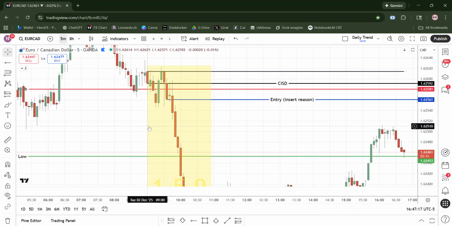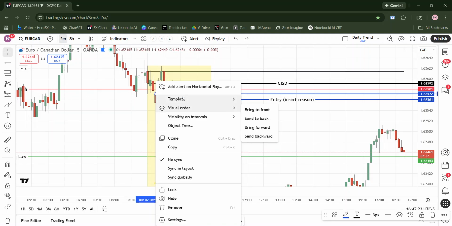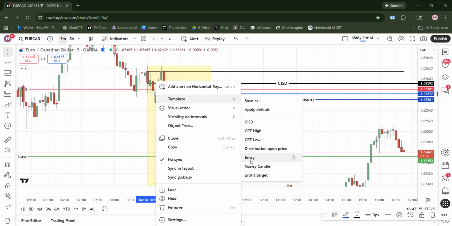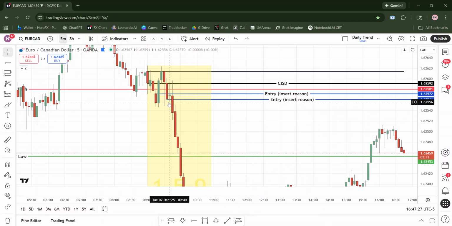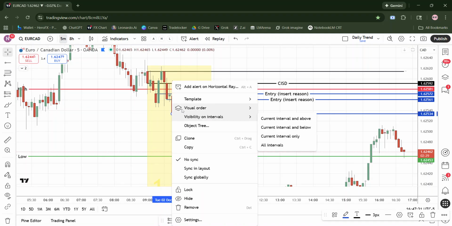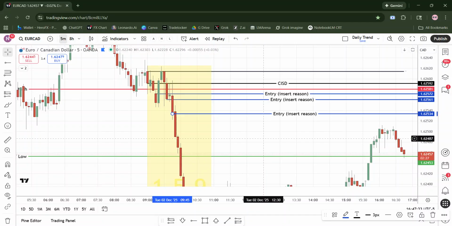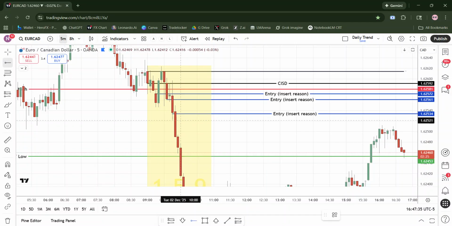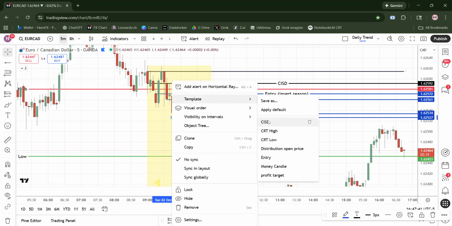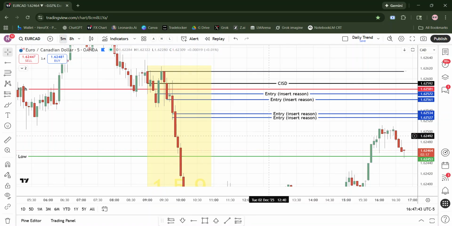Let's see here. So first entry could have been here at 9:15. Another entry on that red close here. And then maybe a couple more right there. And as it falls, however many your account can hold, keeping the margin in mind, obviously. But again, the entry model of this was the change in state of delivery.